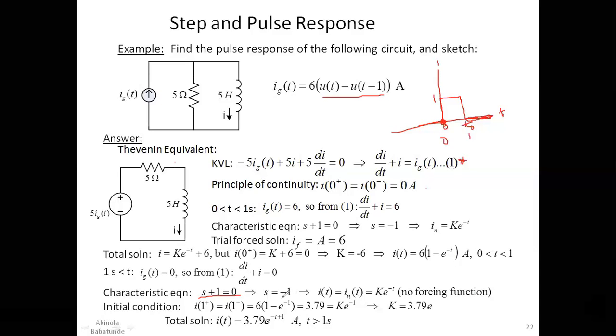If s is equal to -1, then your i_n of t would be i_n of t. This is the natural response, and that would be equal to k exponential minus t. All right, this is very important.